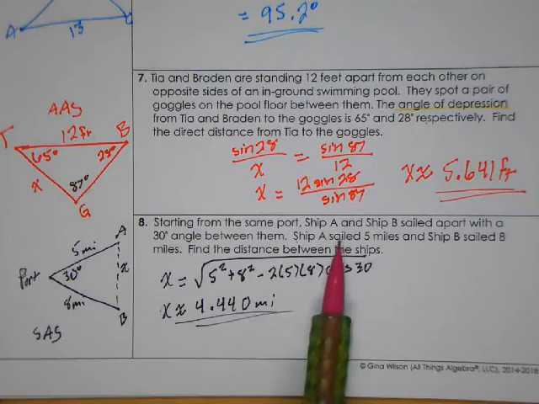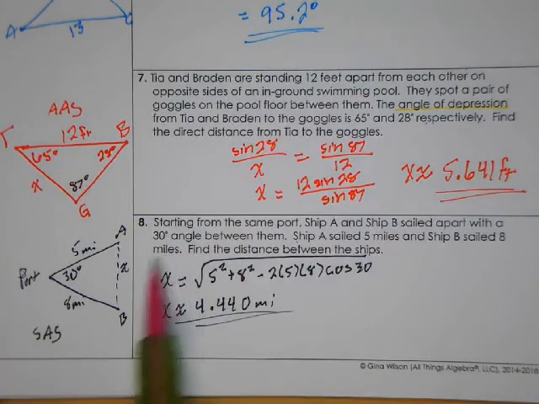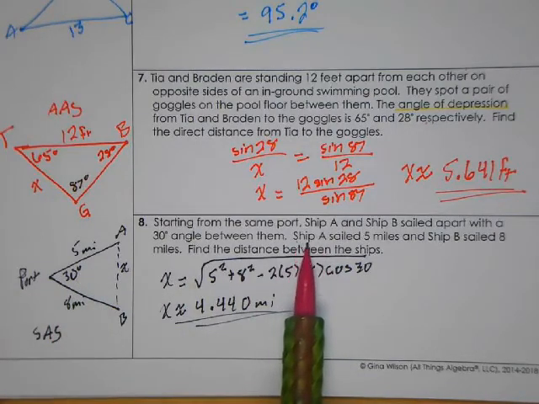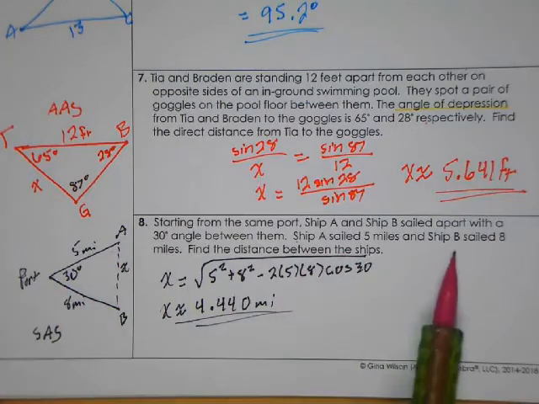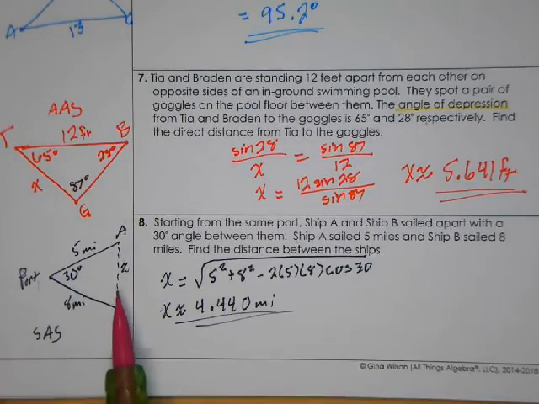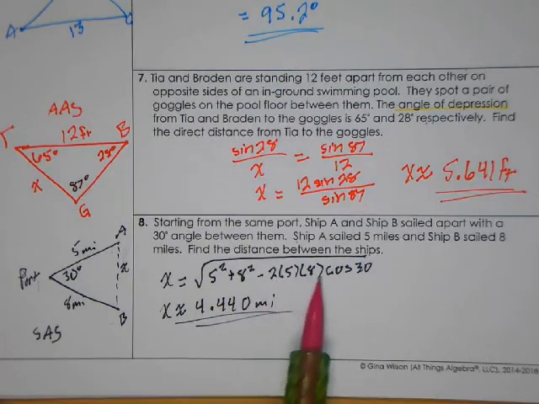Starting from the same port, ship A and ship B sailed apart with a 30-degree angle between them. So here's my port, with a 30-degree angle. Ship A sailed 5 miles. Ship B sailed 8 miles. Find the distance between the ships. So we're looking for this side here. Side, angle, side tells me I'm using the law of cosines. So we set it up: the square root of 5 squared plus 8 squared minus 2 times 5 times 8 times cosine of 30 gives me about 4.4 miles.